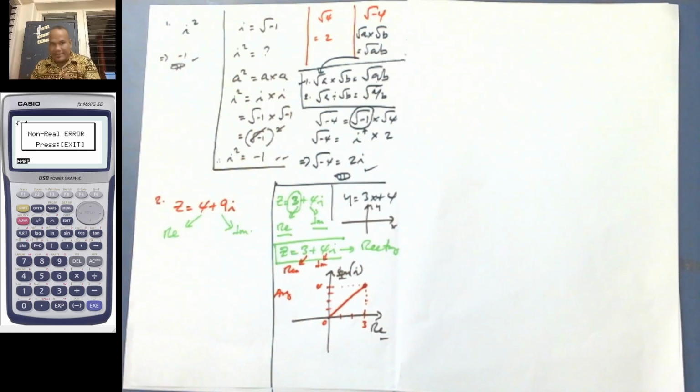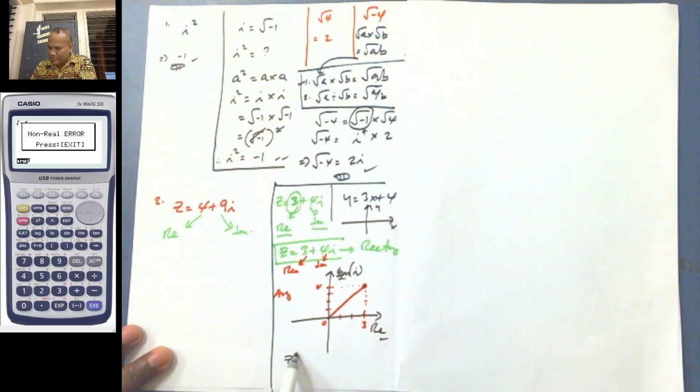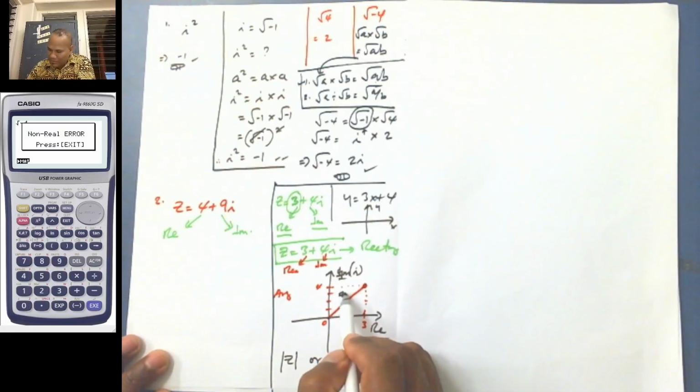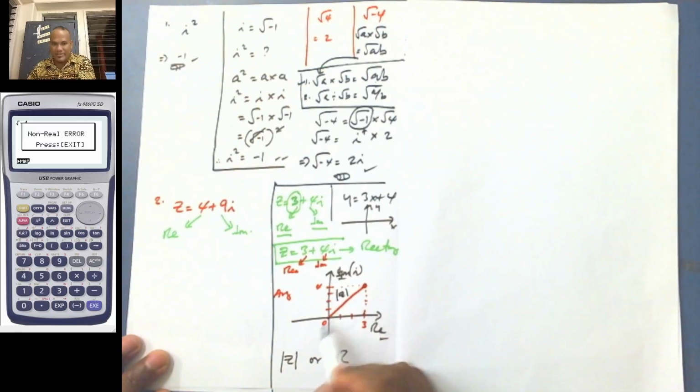The second question they usually ask is, what is the modulus of z? So the modulus of z, or the r of z. Where is the modulus of z? This is our modulus of z, the hypotenuse.